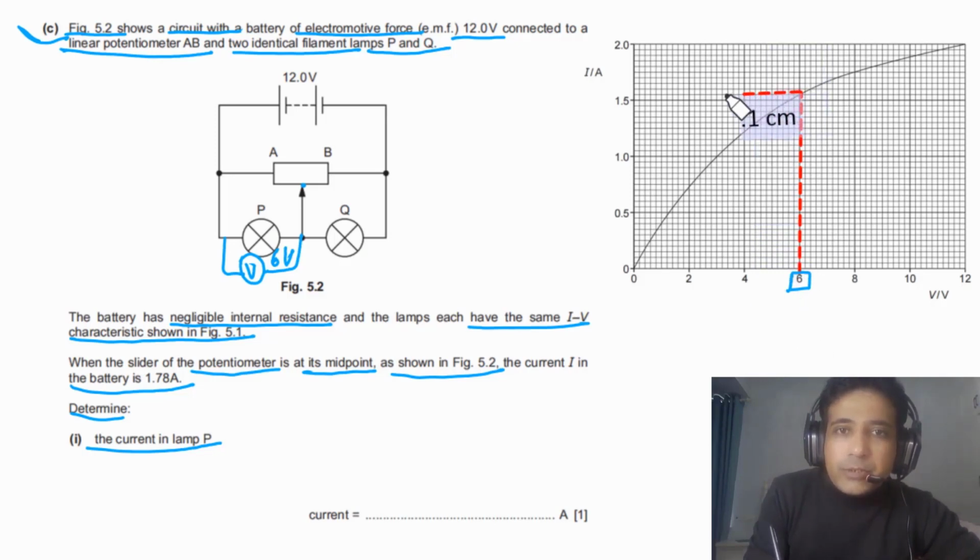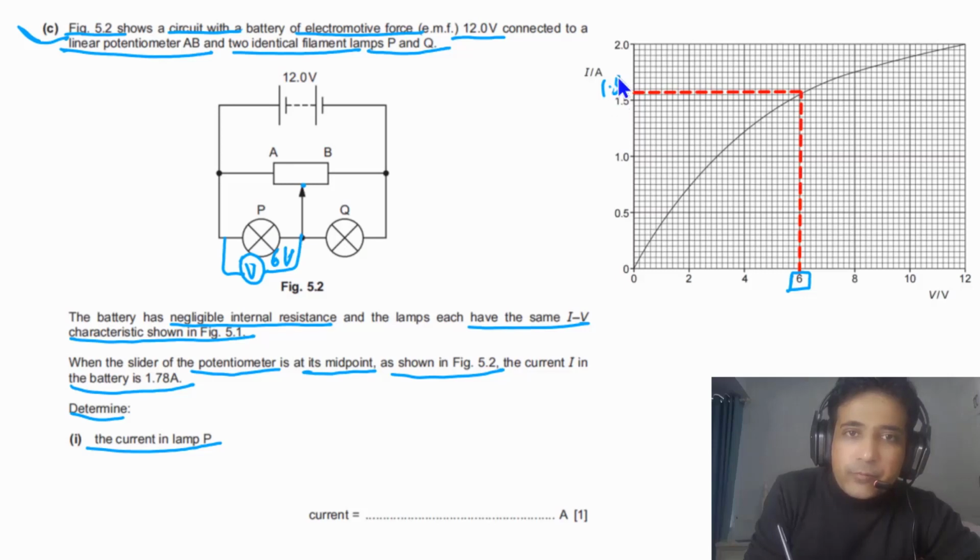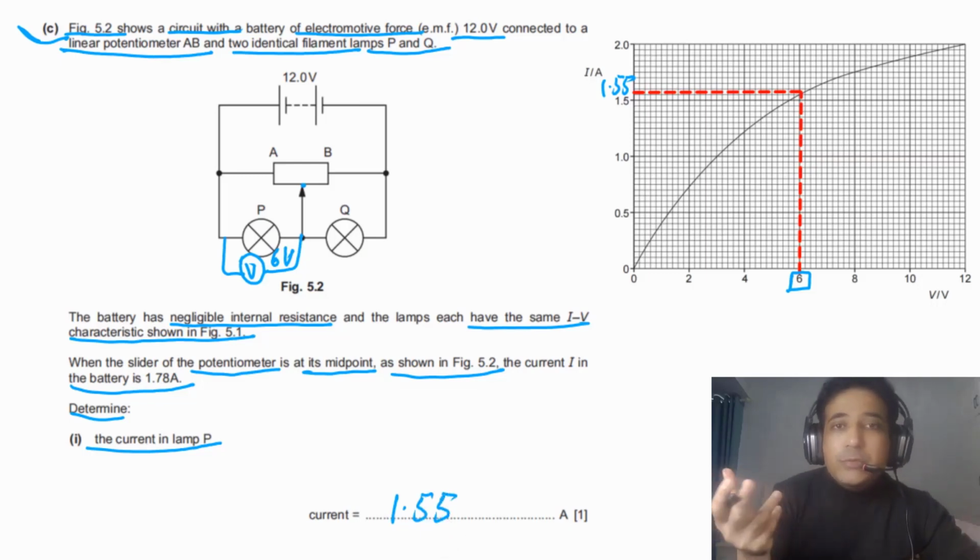If we check the value on the y-axis, because from the y-axis you can find the value of current, this value is 1.55. So the current passing through lamp P has to be 1.55 amps. So this is what you need to write down. The main thing is you need to understand how to read this IV curve.